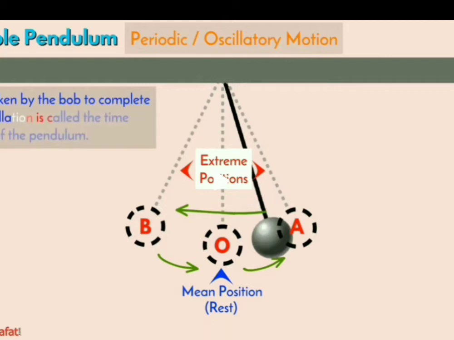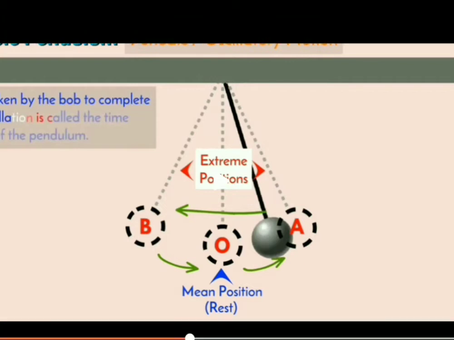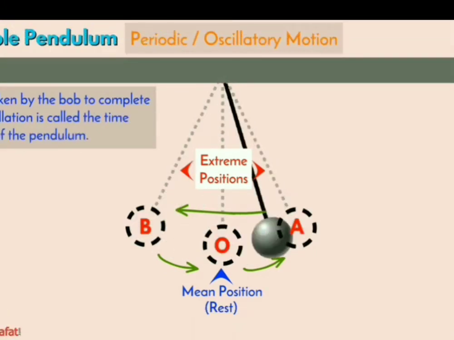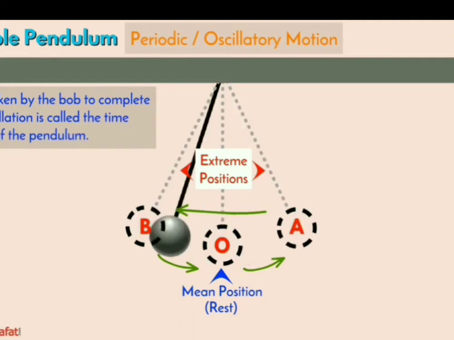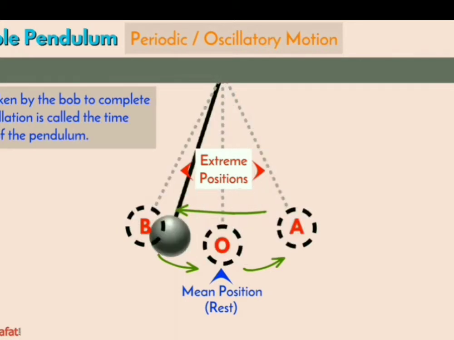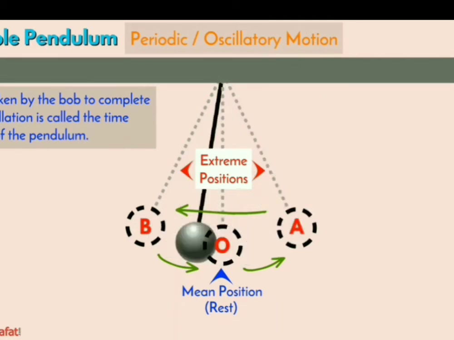And what is this one oscillation? The definition is as shown on the screen. Time taken by the bob to complete one oscillation is called the time period of the pendulum. So what is it called? Time period. Okay, understood? Don't forget about time period.